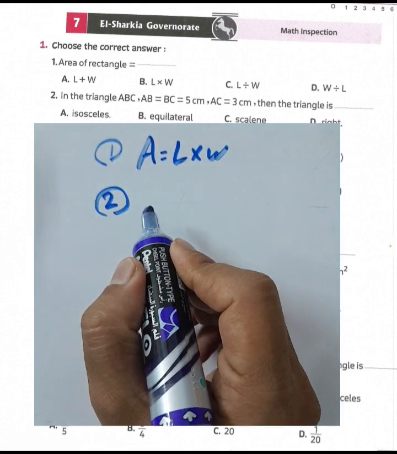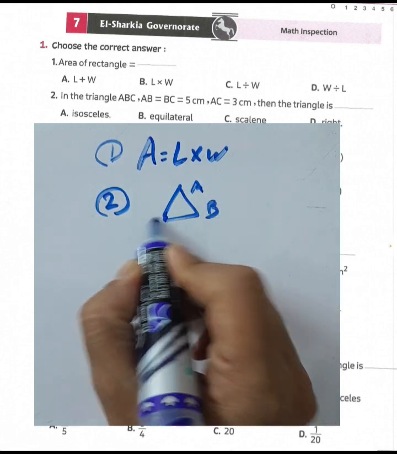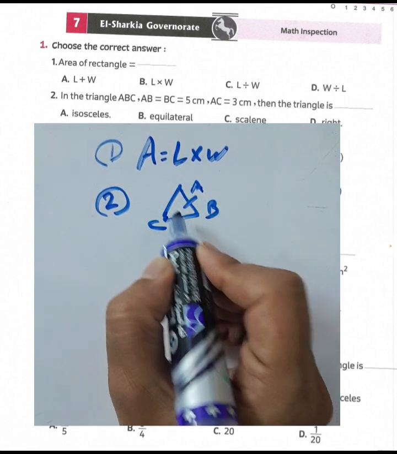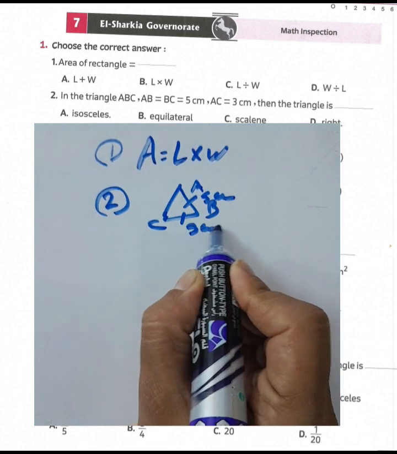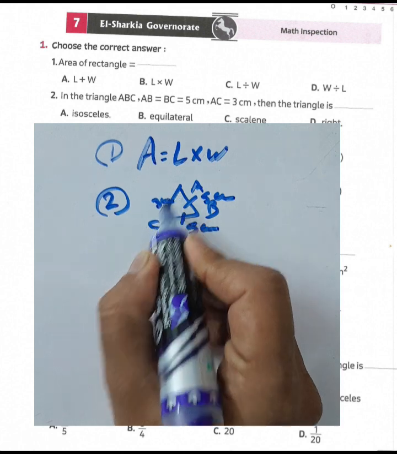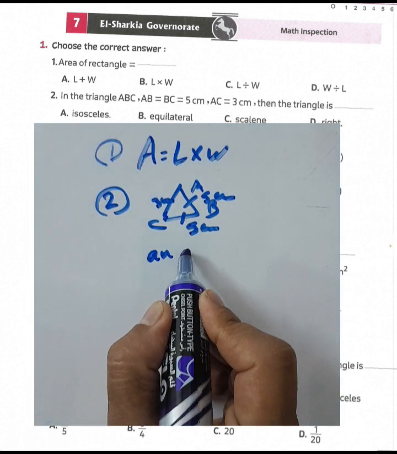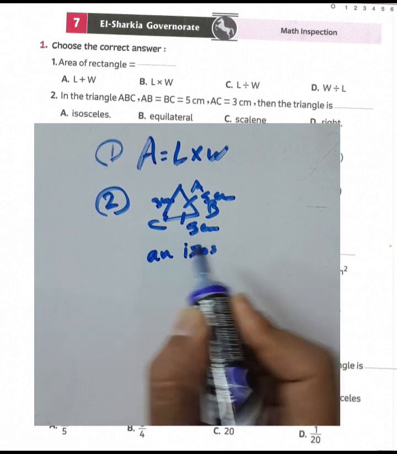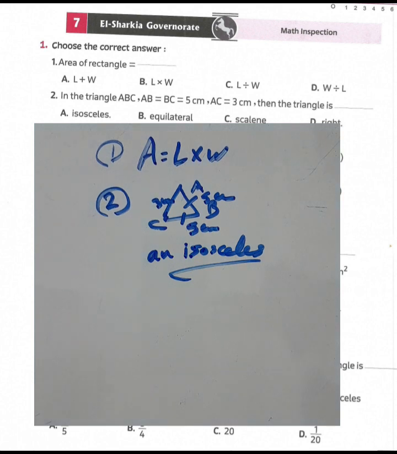Question number 2. In triangle ABC, if AB equals BC equals 5 centimeters and AC was 3 centimeters, then the triangle we call an isosceles triangle, because we have two sides of equal length. We call it an isosceles triangle. Choose letter A.